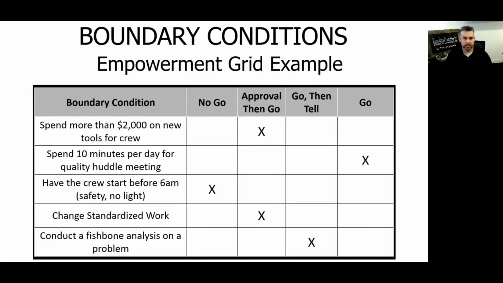Okay. Something that I use is a boundary condition list, which is just an option, but it's something where you could put a list of different conditions on there, and this would be posted for the whole team. Then you could simply mark whether it's a no-go, approval then go, go then tell, or just go ahead and do it, I don't need to know about it as a manager.